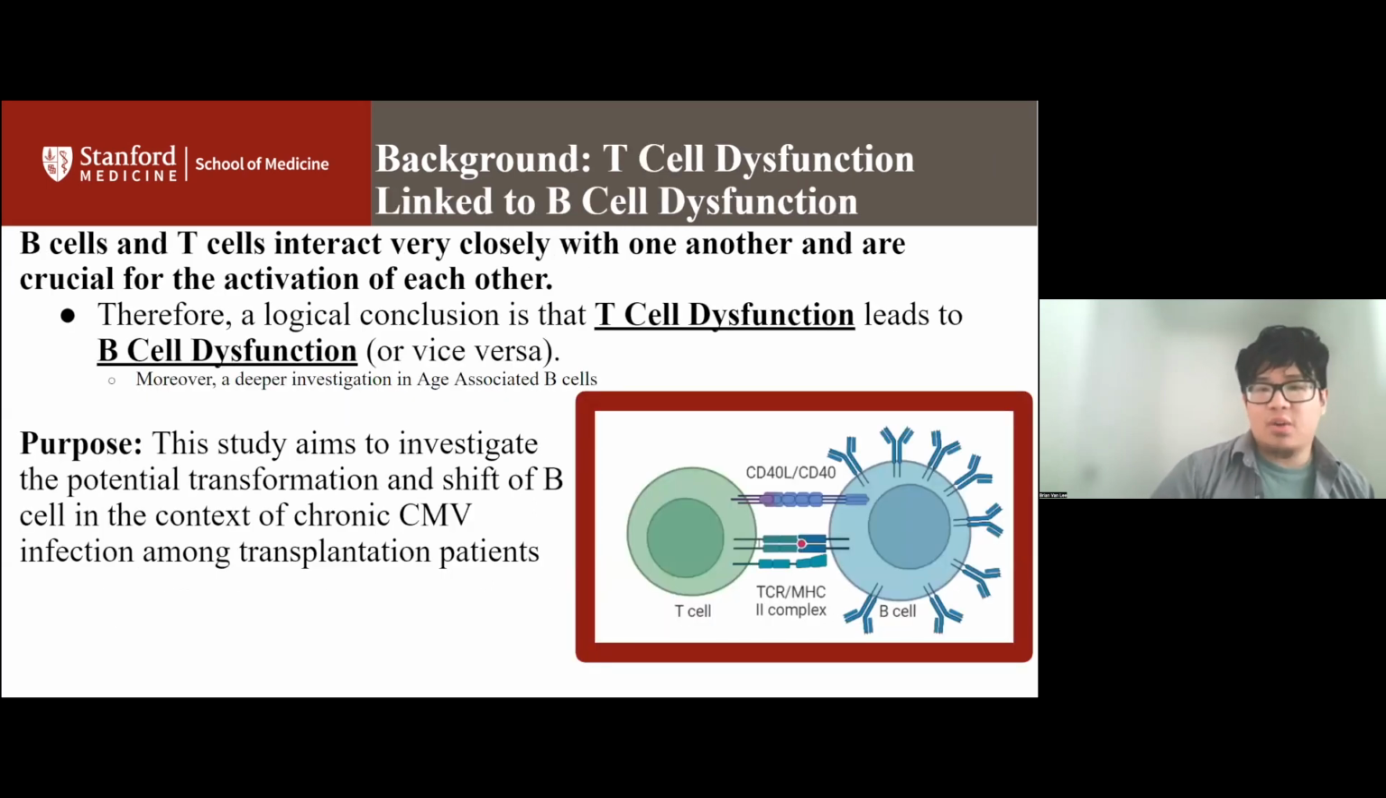So the next iteration of this project and of our lab is that we know that B cells and T cells interact extremely closely together, and they're actually crucial for the activation of each other. So therefore, a very logical conclusion that we had was that T cell dysfunction leads to, or is very closely related to, B cell dysfunction, which is why we wanted to study age-associated B cells and B cells in general in this system, right? So the study aims to investigate the potential transformation and shift of B cells in the context of CMV infection among transplant patients.